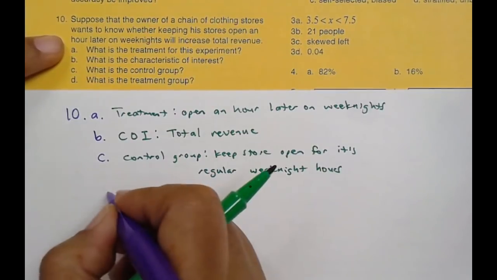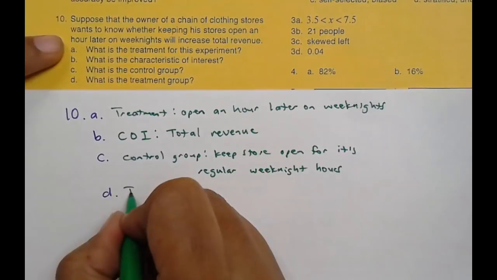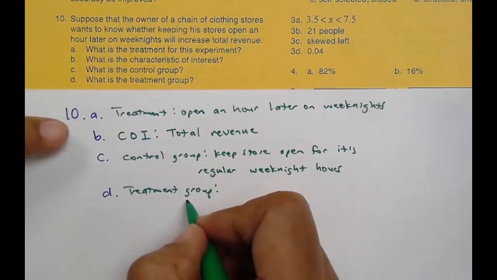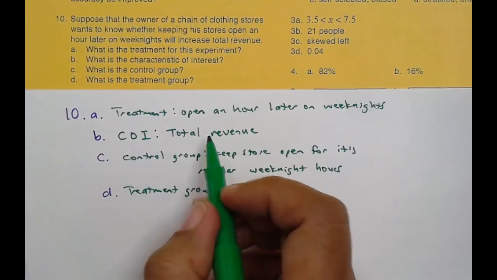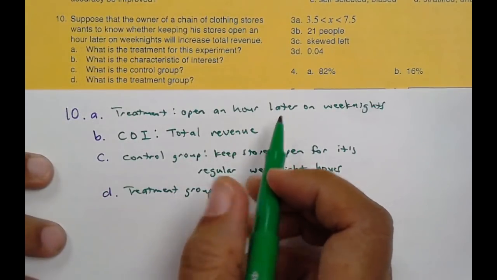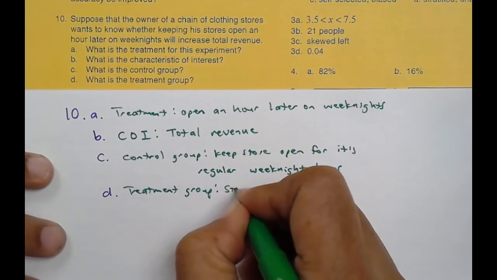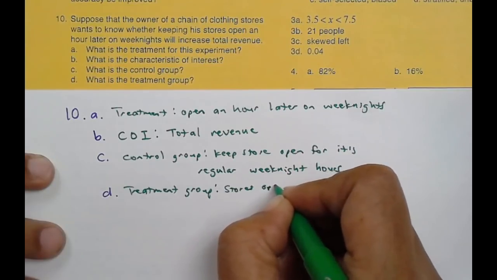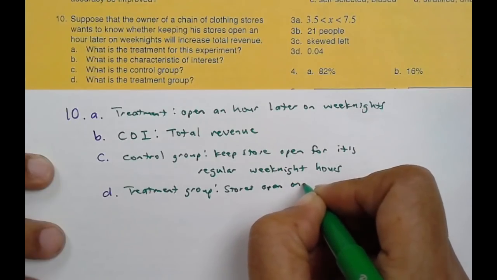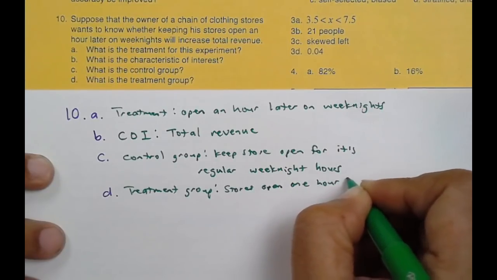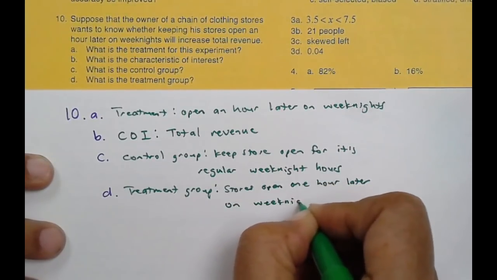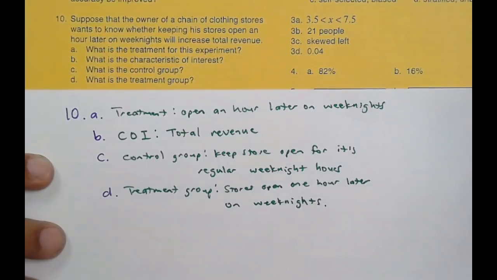And so then part D is the treatment group. This should go along with the treatment. The treatment is to be open an hour later on weeknights. So the treatment group is the stores that are open 1 hour later on weeknights. Okay.